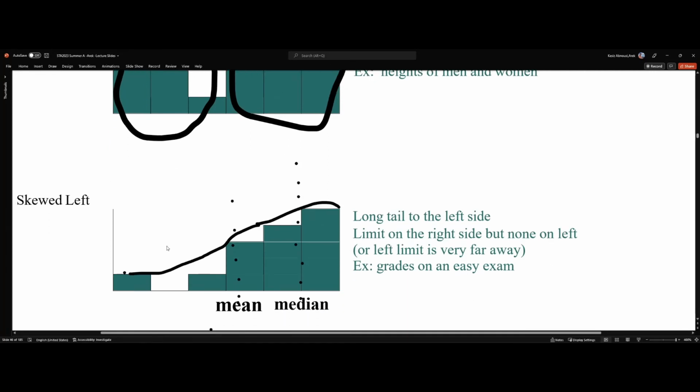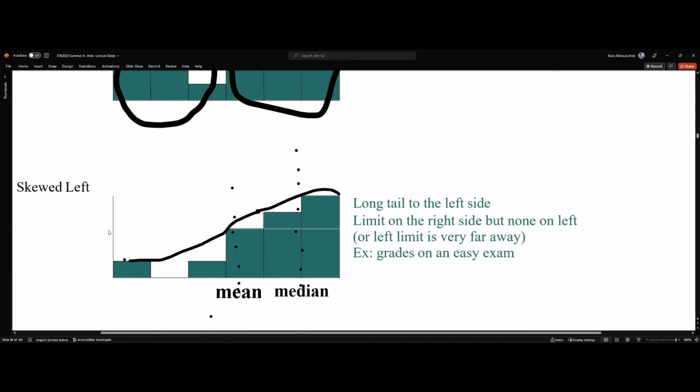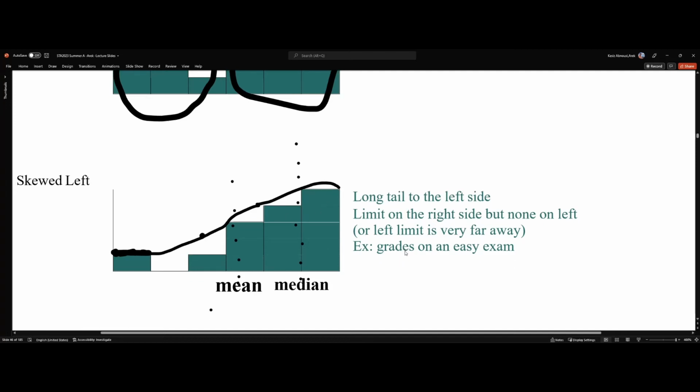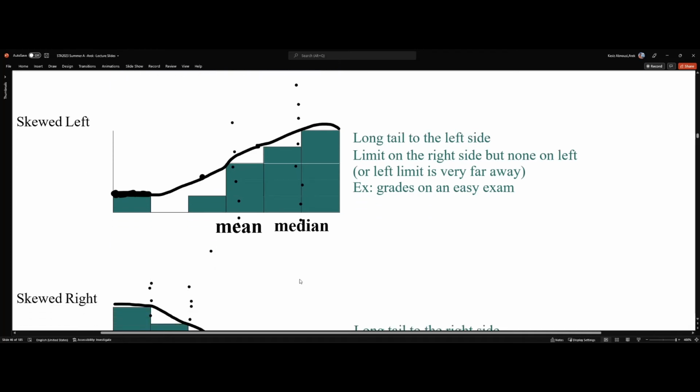Then we have a classic one, which is a distribution skewed to the left, and we can see this if we draw this curve. The tail is longer on the left side, as you can see, a long tail on the left side, and a limit on the right side. An example can be the grades in an exam, and in this situation the mean is smaller than the median when it's skewed to the left, so the mean is on the left of the median.